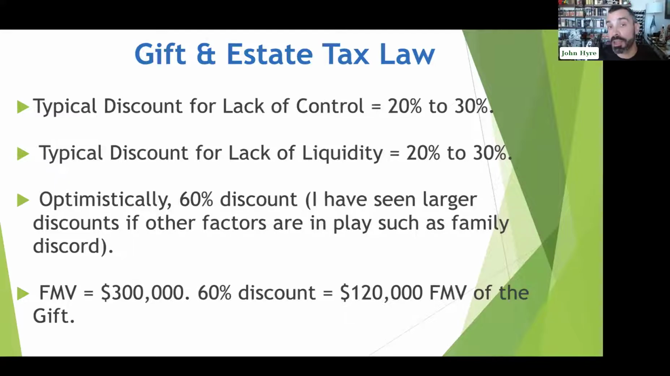And by the way, I've seen larger discounts than 60%. There are other factors I don't have time to touch on. For example, family discord or a key operator in the business who is not bound to the business are examples of where we can actually get more than a 60% discount. So there are other things to look at. The bottom line is here: fair market value 300,000, 60% discount, 120 fair market value of my gift and estate tax exemption used. This is 101. There are some details as to how you do it that we don't have time for, but this is not a controversial topic in gift and estate planning. This is common.